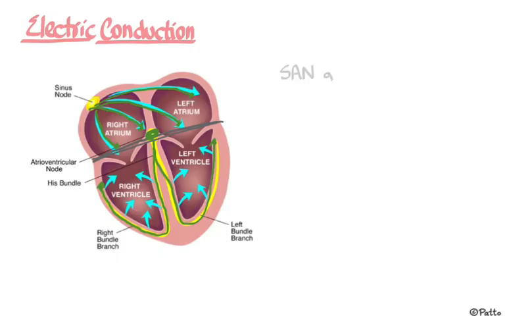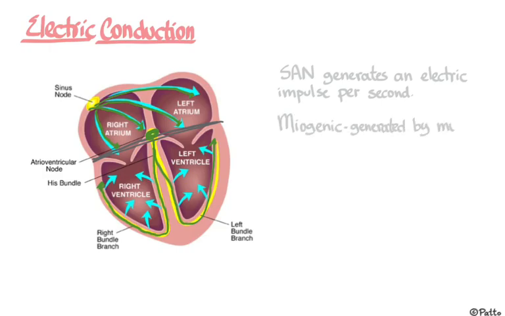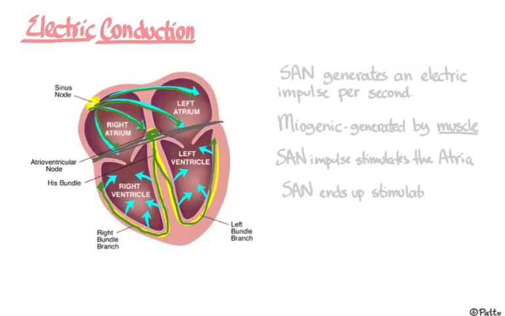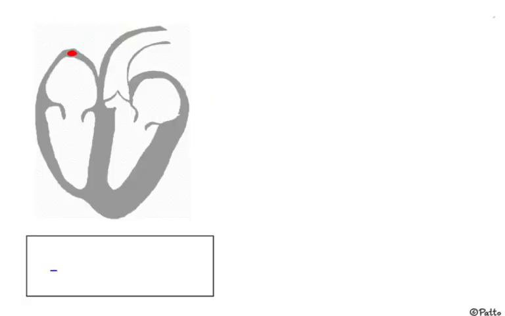Okay, so this here was the impulse, and let's put here some information to make you remember this stuff. So sinoatrial node is the one that generates the electric impulse, the myogenic electric impulse, one of them per second. This myogenic impulse generated by the muscle then is going to be spreading through the atrium. The SAN stimulates the atria to contract, and the SAN ends up stimulating the atrioventricular node. The atrioventricular node then repeats the signal, spreading electricity through the ventricle, which will make the ventricle contract.